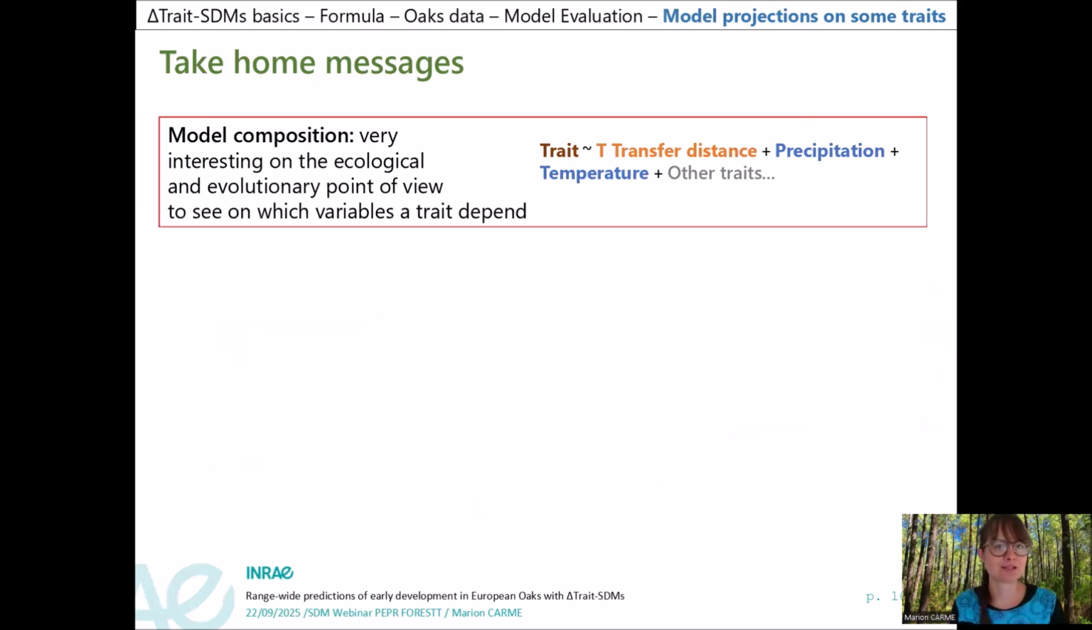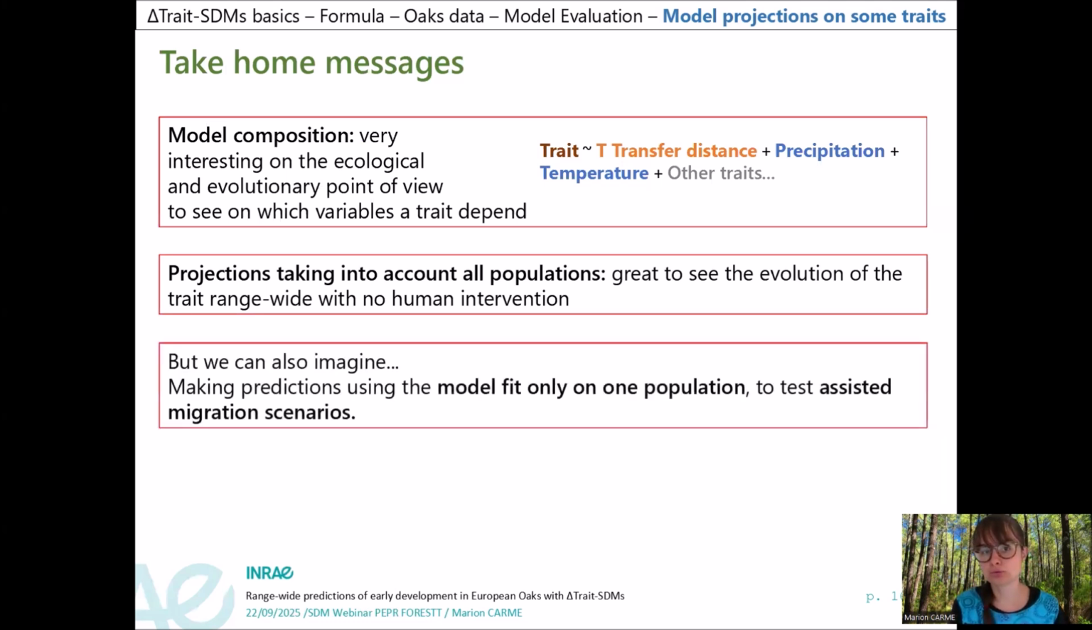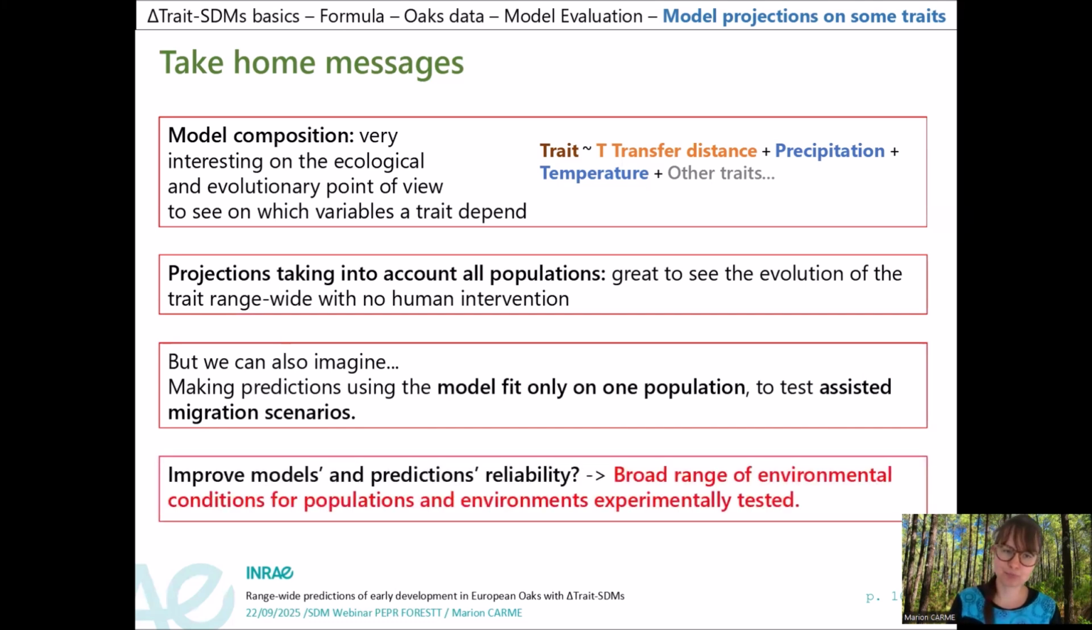Now, what's to take home? Model composition is very interesting from the ecological and evolutionary point of view, to see on which variables traits depend, if it depends more on temperatures, if it depends more on seasonality, etc. The projections taking into account all populations, the ones that I've just presented to you, are great to see the evolution of a trait range-wide with no human intervention. But we can also imagine making predictions using the model fit only on one population to test assisted migration scenarios. And what is really important: how do we improve model and prediction reliability? Well, it's very important to have a broad enough range of environmental conditions for populations and environments experimentally tested.